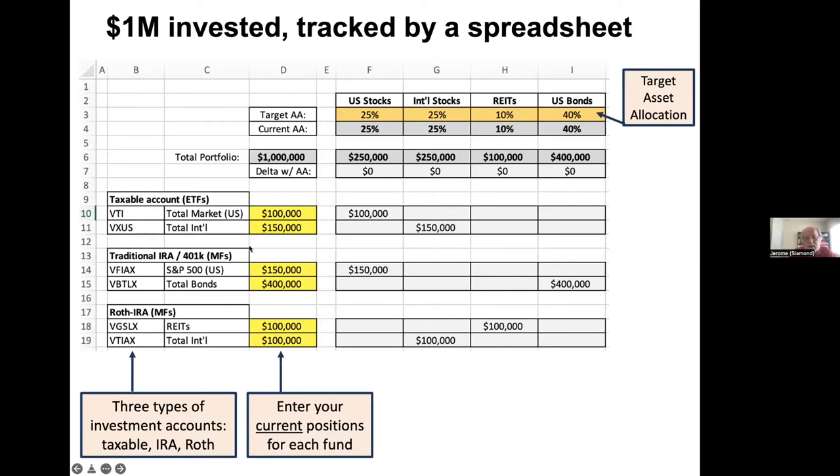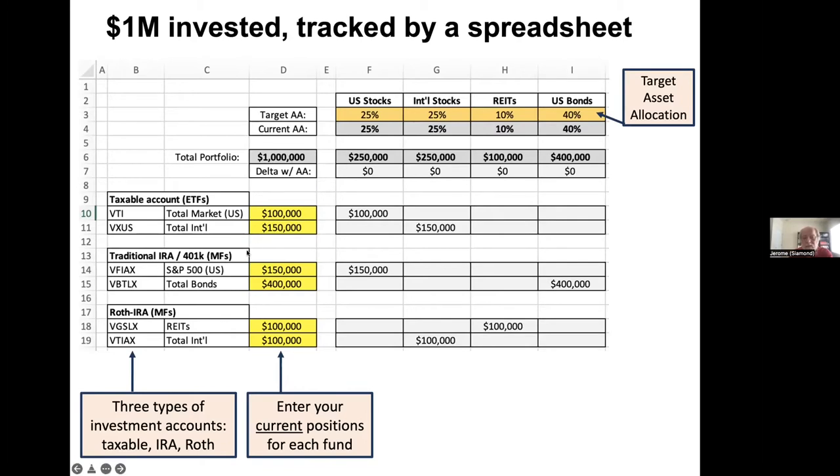So the cells in yellow are where data needs to be entered in my little spreadsheet, and the cells in gray are automatically calculated. The idea is that whenever you take a snapshot of your investments, you enter your current positions for each fund in the corresponding row. So here for total US market, in taxable, I have 100K. And then I have 150K for international.